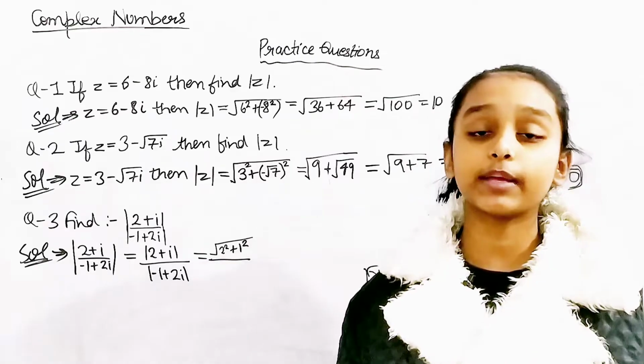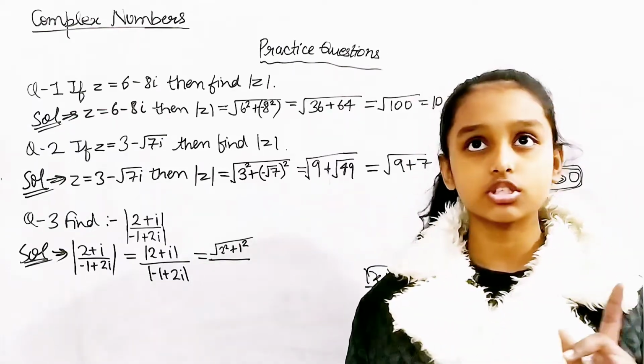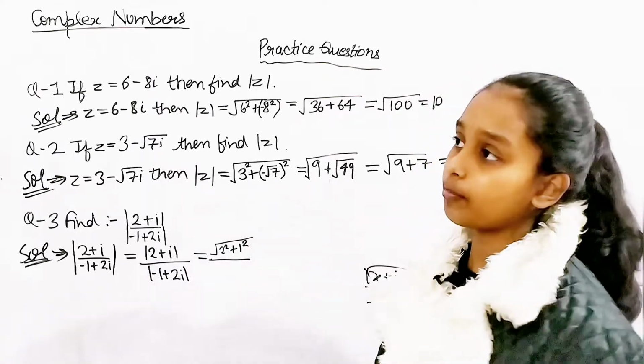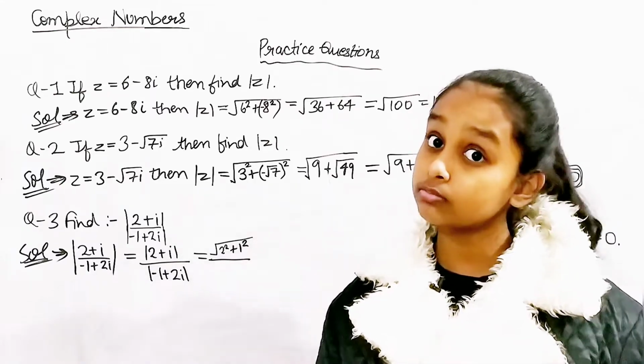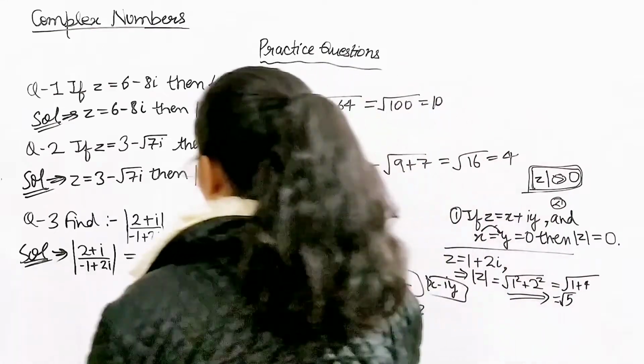So it will never be equal to 0. Actually, it's part of a property, and we're going to discuss that property too. That will come in the properties of the modulus of a complex number, and we'll discuss it soon. But what are we waiting for? Let's solve it and finish it.